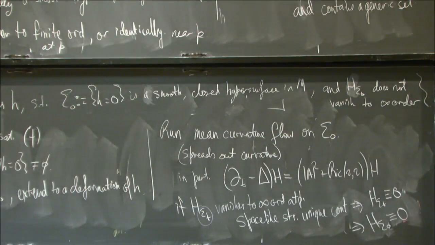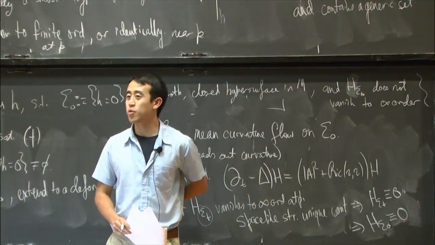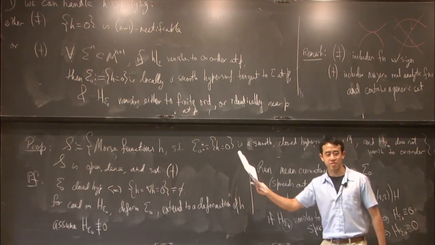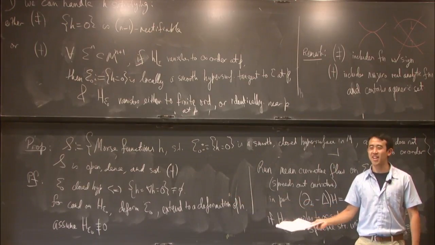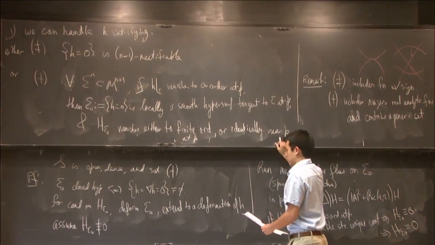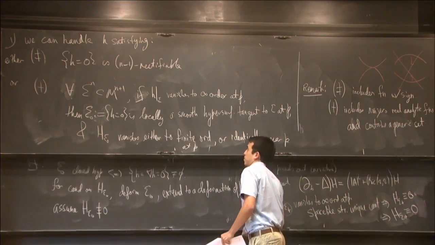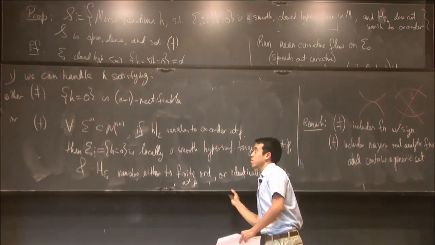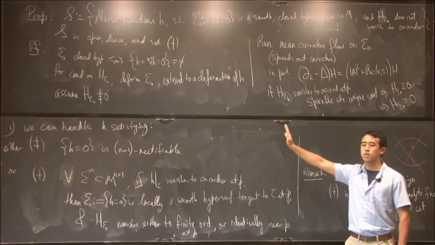How are we doing for time? Okay, are there any more questions about the conditions, dagger, double dagger, or the fact that they contain a generic set? Right. Everything we do is a smooth deformation.